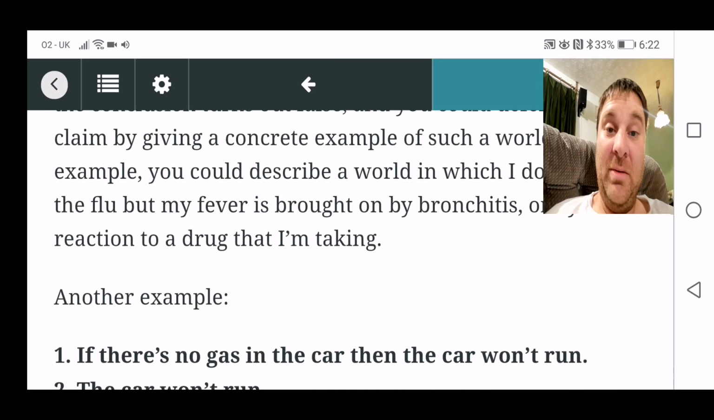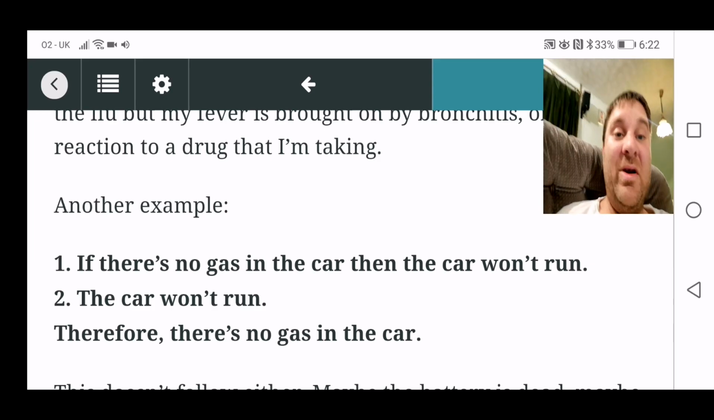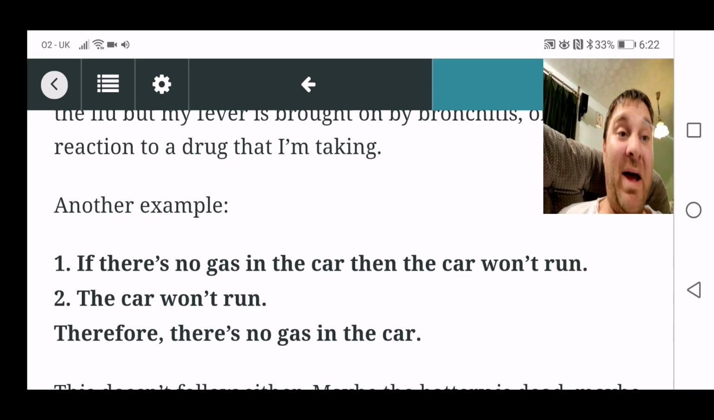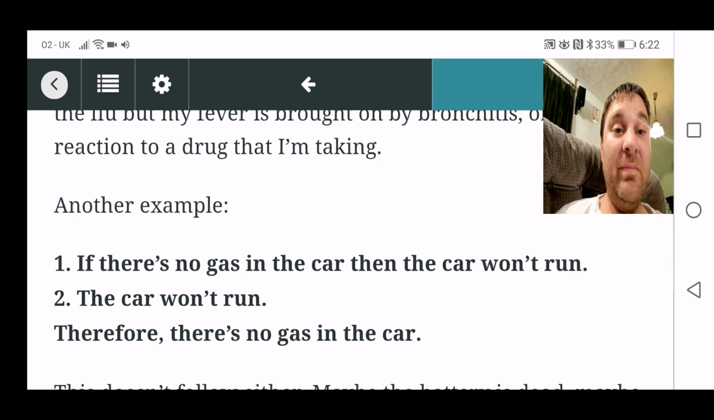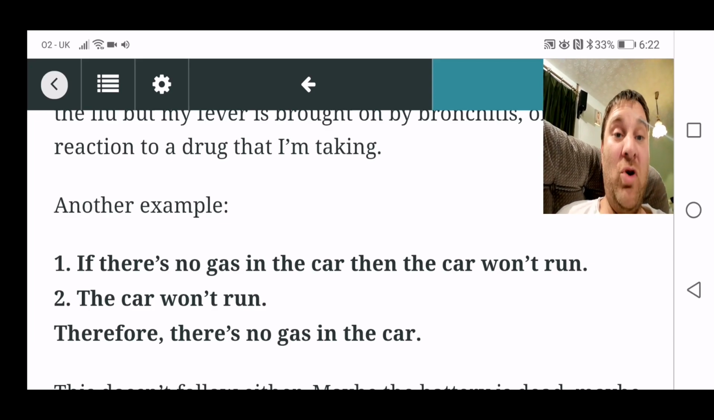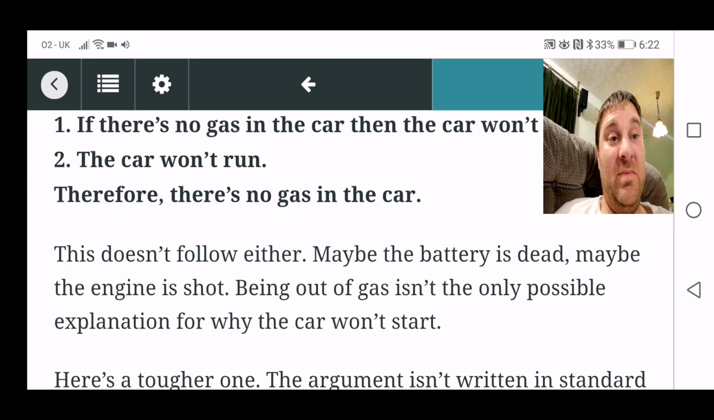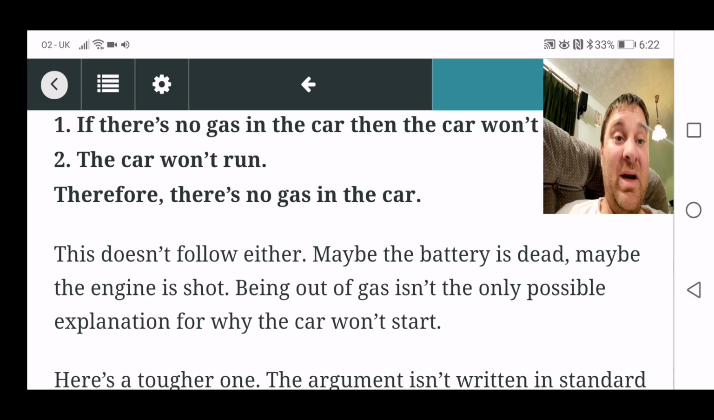Another example. If there's no gas, which is petrol, in the car, then the car won't run. The car won't run, therefore there's no gas/petrol in the car. This doesn't follow either. Maybe the battery is dead. Maybe the engine is shot. Being out of gas isn't the only possible explanation for why the car won't start.